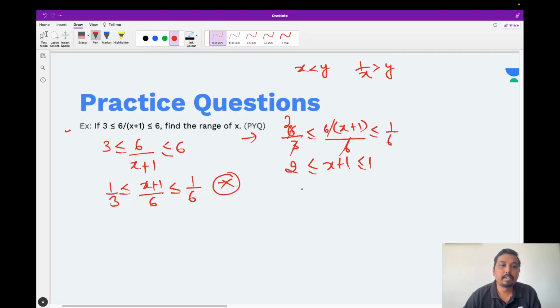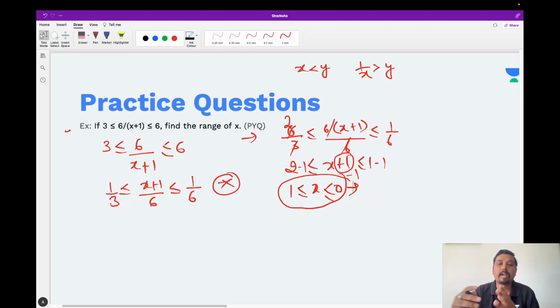So what will happen here is I need to give minus 1 on all sides. 1 is less than or equal to x, less than or equal to. So that 1 is moved out, so minus 1, minus 1. Subtracting or adding anything doesn't alter the sign. So if you know this simple concept, this question is a cakewalk for you.